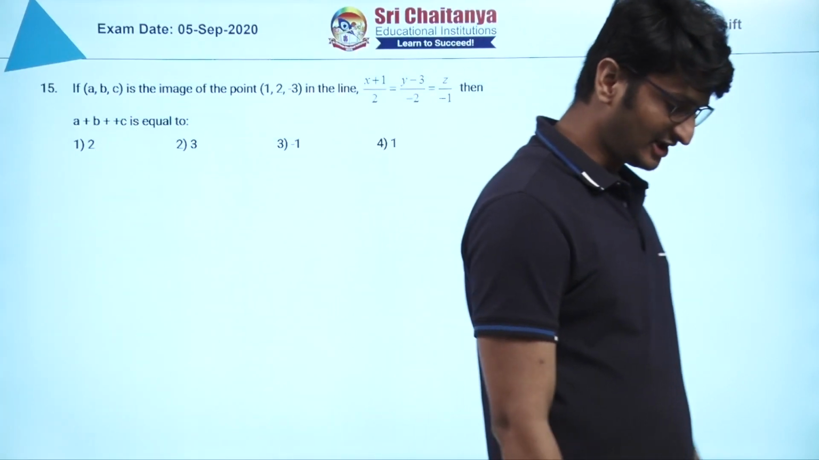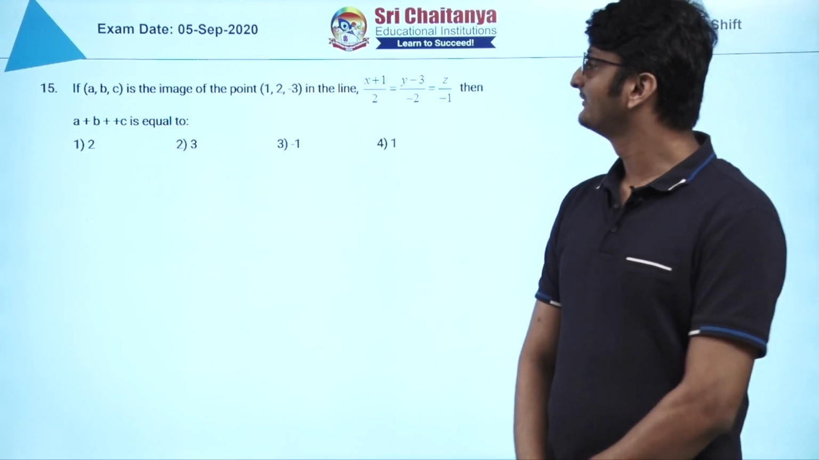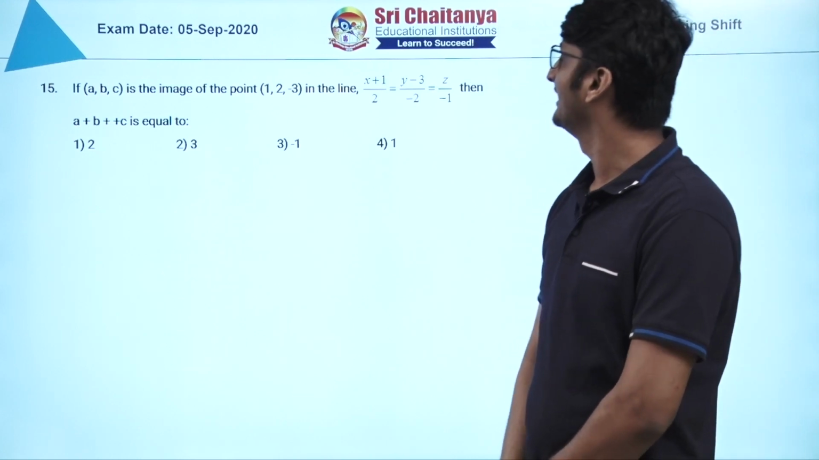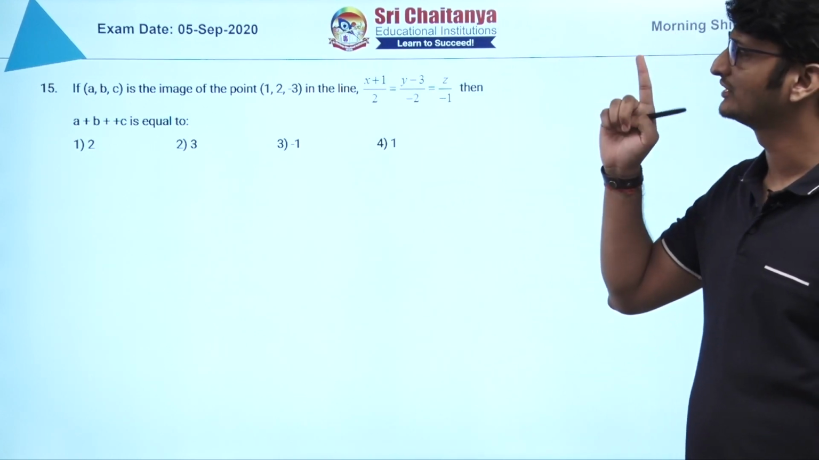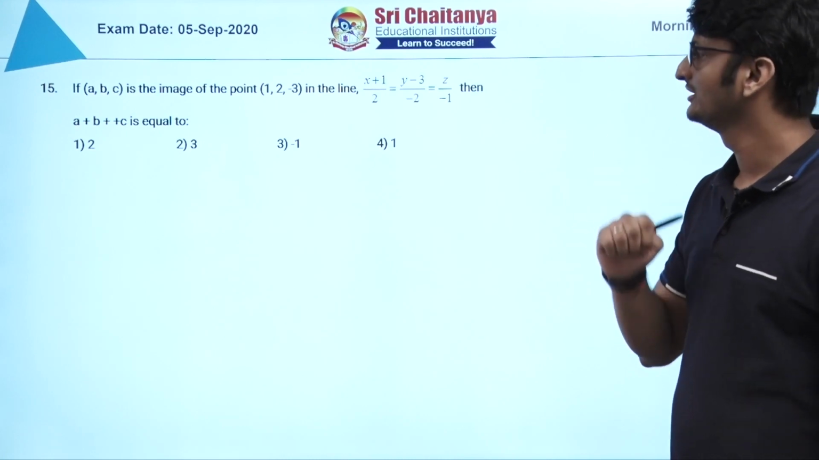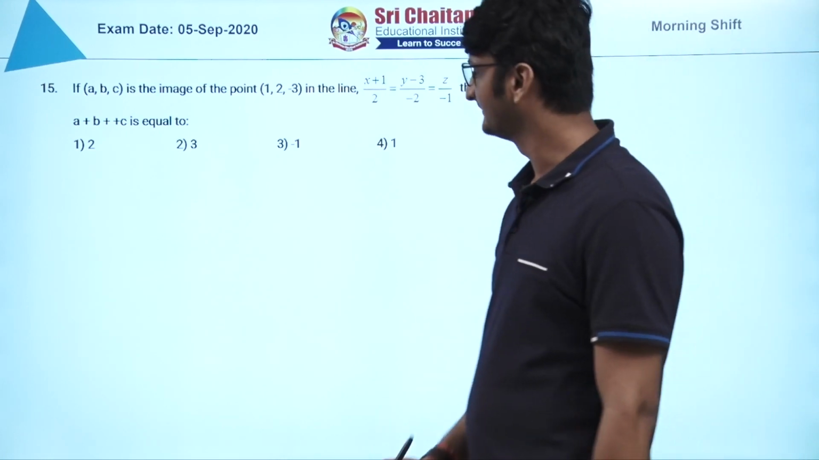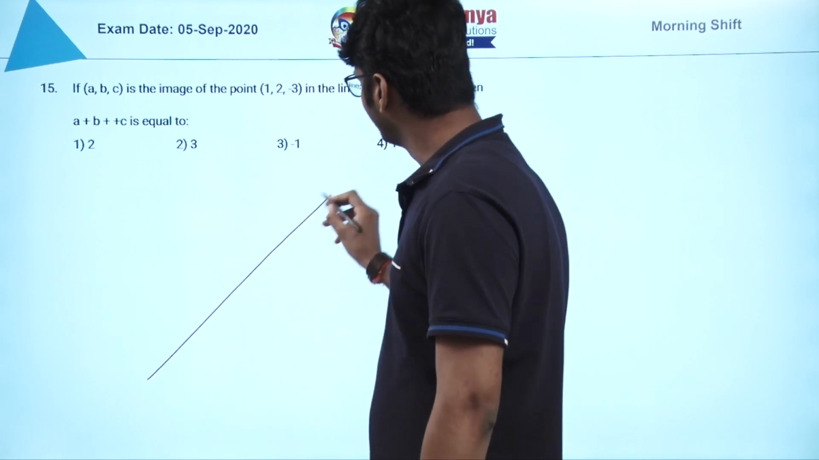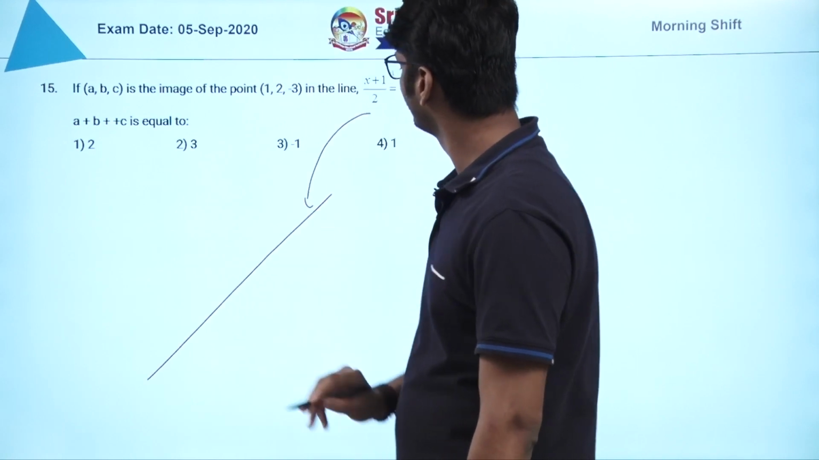Question number 15, please read it out. It is from the chapter vector in 3D. I think we have got the second question from vector in 3D. Easy question, completely 3D based. See, there is a line whose equation is given in terms of 3D.